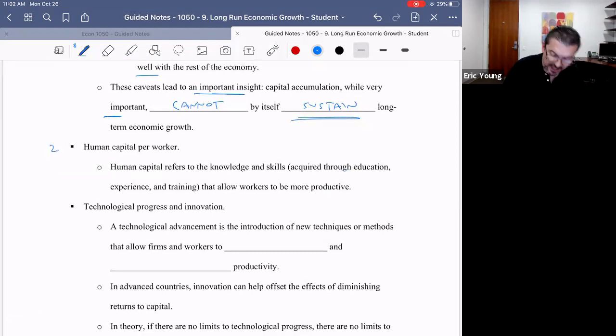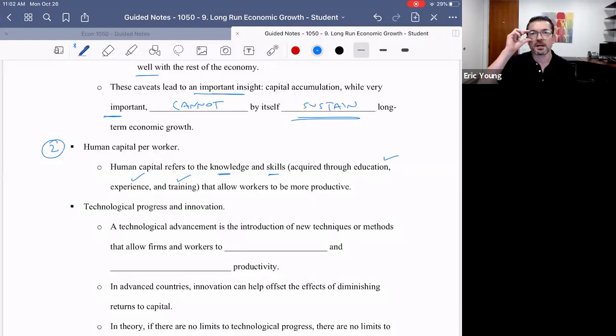The second, going back to our ingredients, the second big ingredient, what we call human capital per worker. Human capital is pretty straightforward. It simply refers to the knowledge and the skills that allow workers to be more productive. Those knowledge and skills are often acquired through education, through job training, and sometimes just through experience and time, okay?